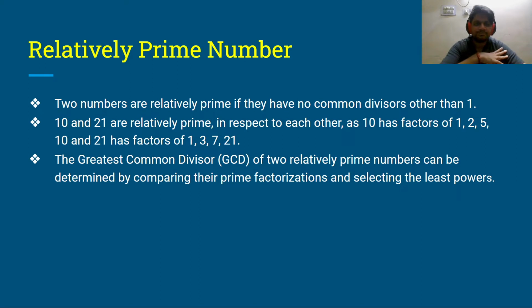Relatively prime numbers. Two numbers are relatively prime if they have no common divisors other than 1. 10 and 21 are relatively prime with respect to each other, as 10 has factors 1, 2, 5, 10 and 21 has factors 1, 3, 7, 21. The greatest common divisor of two numbers can be determined by comparing their prime factorizations and selecting the least powers.